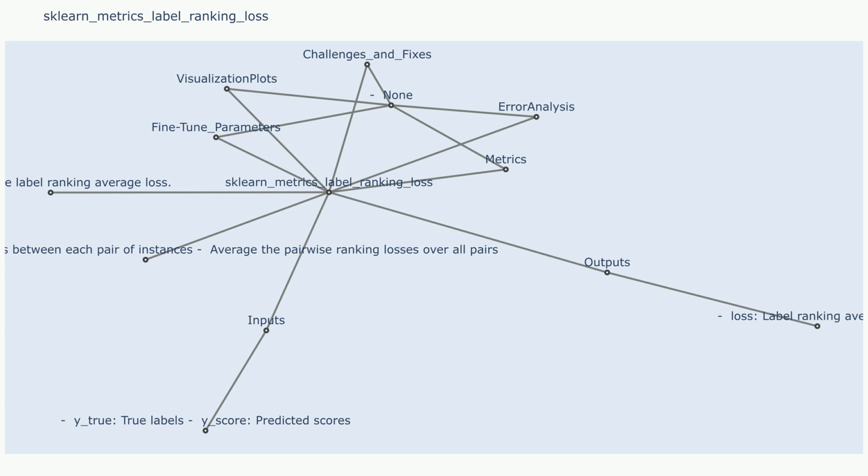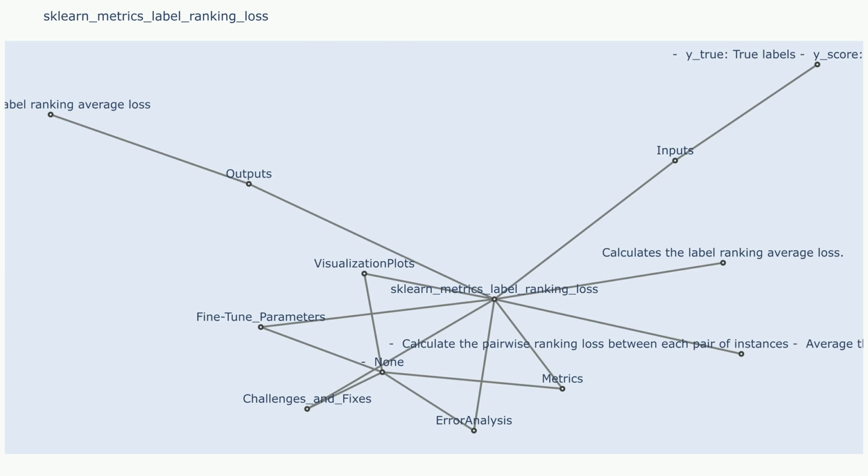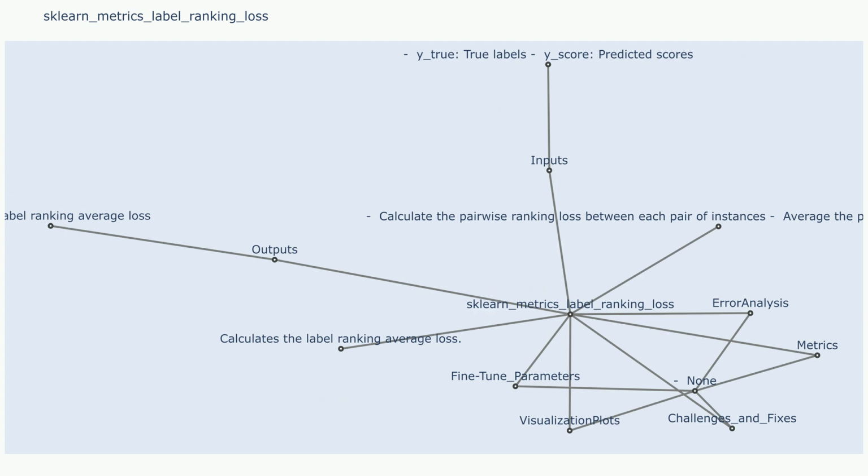This is a 2D array representing the true labels. Each row corresponds to a sample, and each column corresponds to a label. The values in the array should be binary, 0 or 1, indicating whether the label is present or absent for that sample. Y score: this is a 2D array representing the predicted scores for each label.